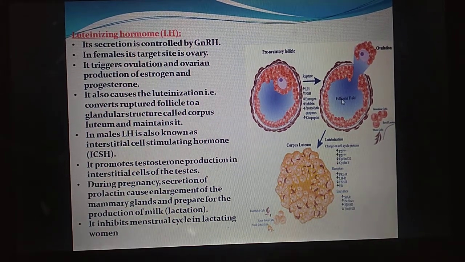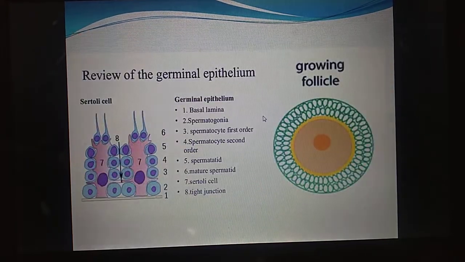What is ovulation? The release of ova from the oocyte, from the ovary, is called ovulation. You can see over here this is the oocyte which has been released by the ovary, so this is called ovulation, right? Okay. It also causes luteinization, that is, it converts ruptured follicle cells to a glandular structure, which is called corpus luteum, and maintains it.